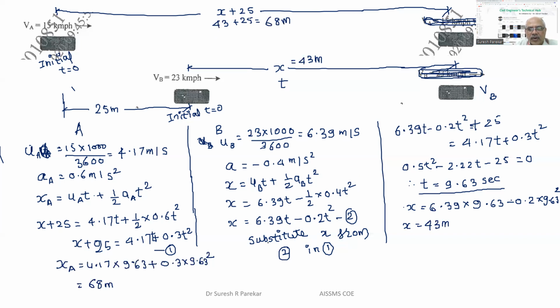So A overtakes B at 68 meters from its position in 9.63 seconds. So likewise, we have to solve it. Now we will go to the second.